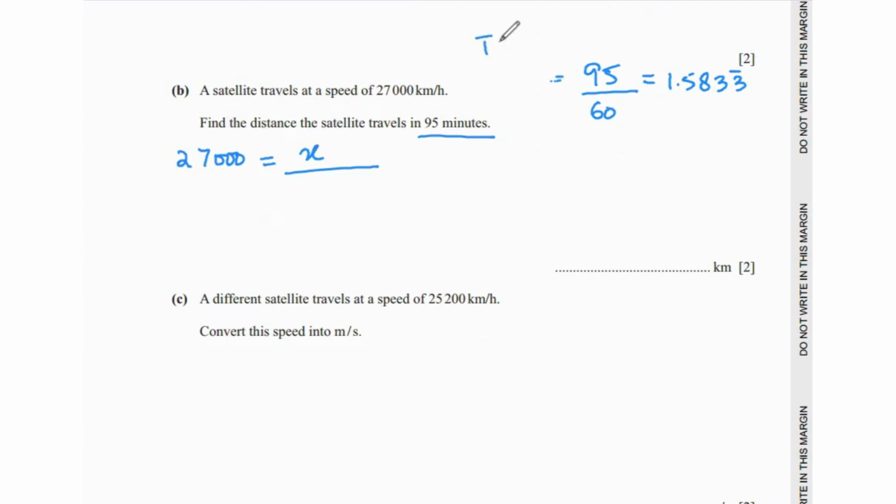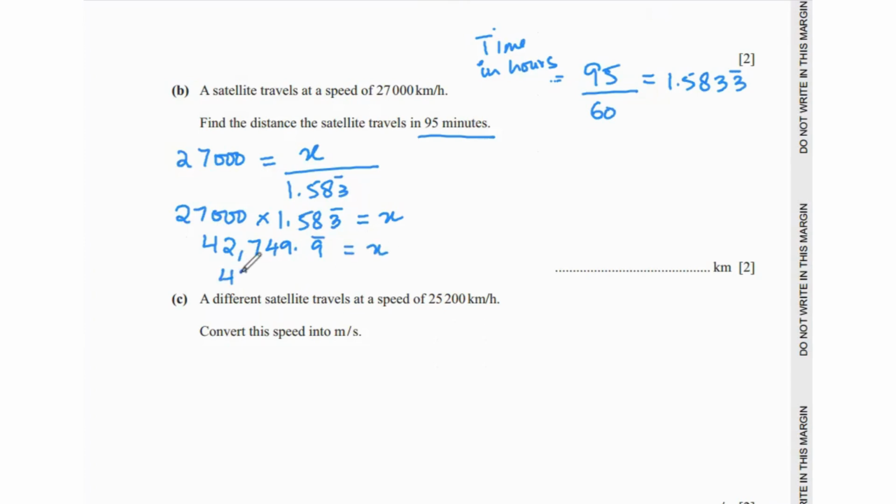So this is time in hours, 1.583 recurring. Now we multiply this by 27,000 to get the value of the distance. And that gives us 42,749.9 recurring, which we can round to 42,750 kilometers. That's your answer.